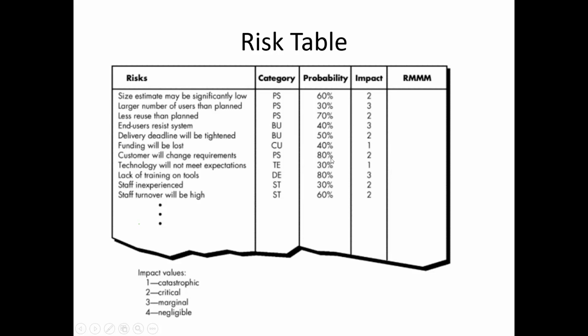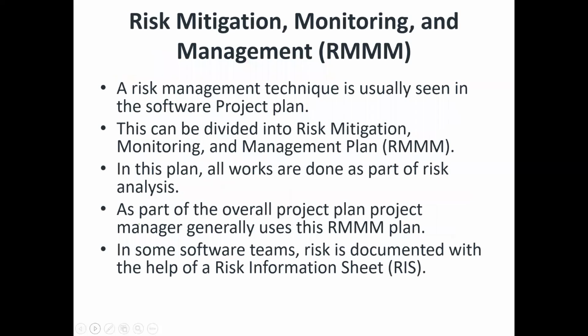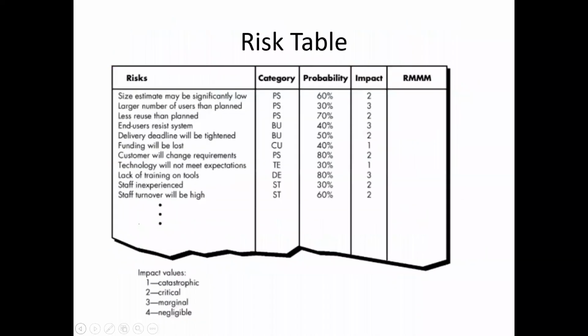Here this one has an 80% chance and the impact is 2, which is also very high, critical. That's why we should think about this risk first. You should understand that from this risk table. Fine, up to this is okay. Then we should go for risk refinement, and then mitigation, monitoring and management. Tomorrow I will do this too, and then I will finish the chapter. Up to the risk table we have completed today.